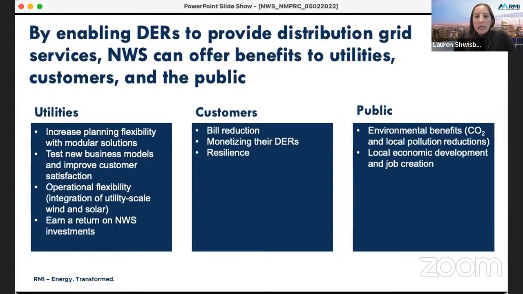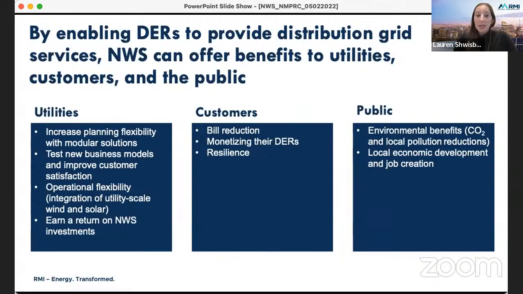Starting with utilities, one of the key benefits that we've seen non-wire solutions provide is an opportunity to take a more modular approach to solving a transmission or distribution system problem. You don't have to deploy all at once, especially if the need is anticipated to emerge over an extended time period. For example, load growth on a specific feeder that's anticipated to grow over time.